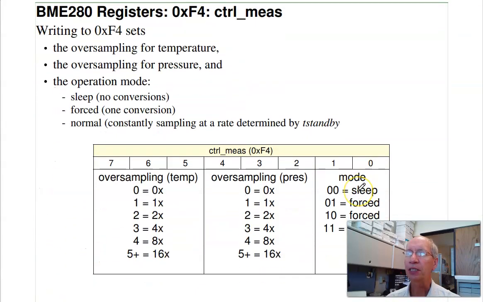If I look at the data sheets for register F4, that's control measurement. These 3 bits control the oversampling. Basically, take, let's get 16 measurements, take the average. 2 measurements, take the average. Kind of one way to reduce the noise. Oversampling on the pressure measurement and the mode. Sleep, forced read, or 1-1 normal read. We'll be using 1-1.